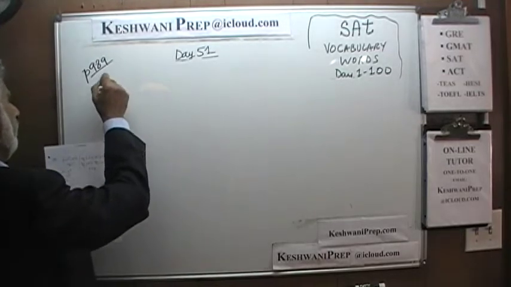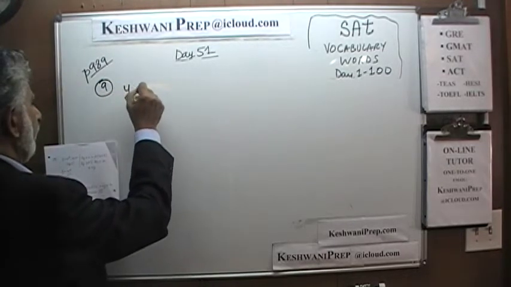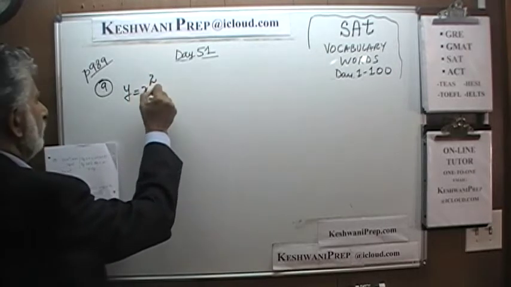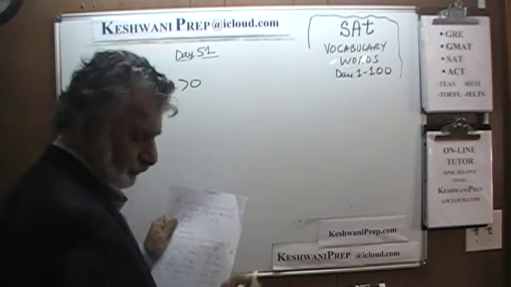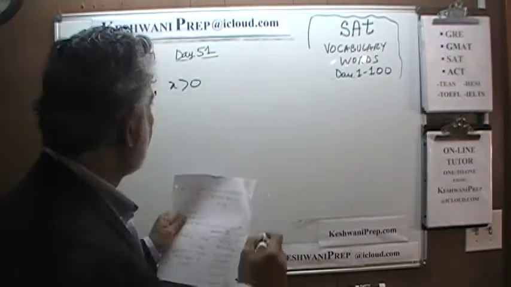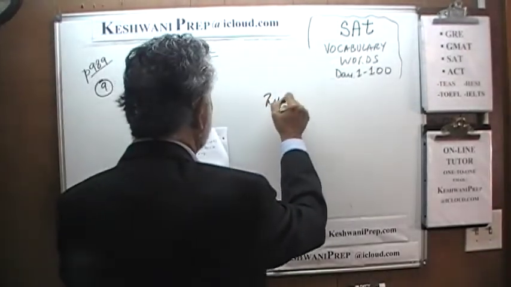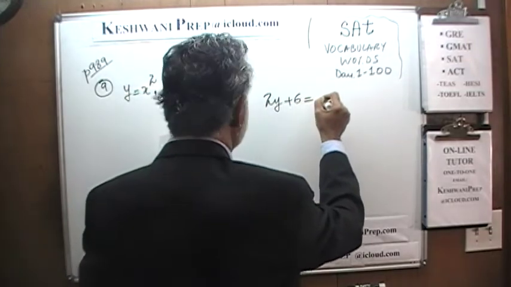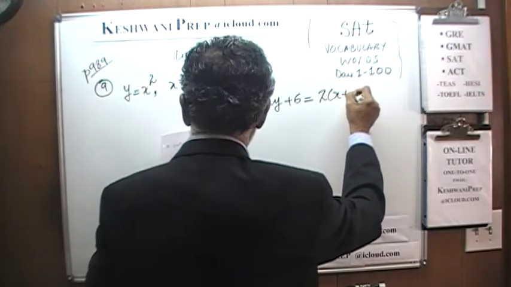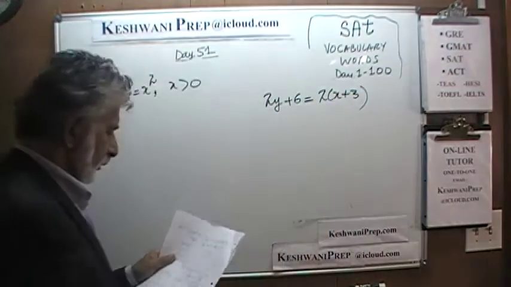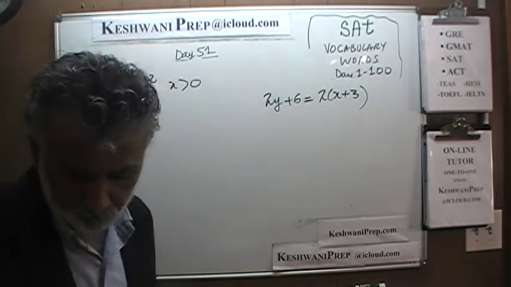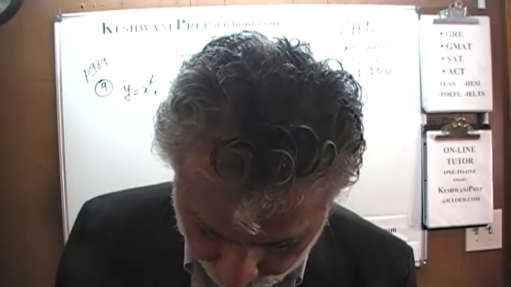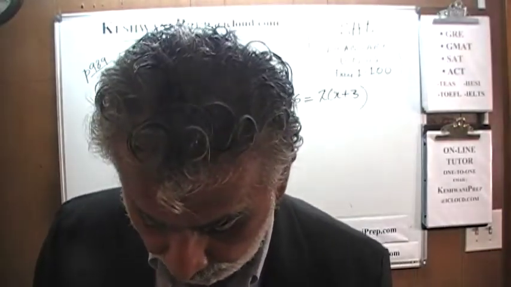Number 9, we are told that y is equal to x squared. We are further told that x has to be positive. We are also given another equation, 2y plus 6, which we are told is equal to 2 times (x plus 3). And we are looking for the solution. We are looking for the point where these two graphs intersect.